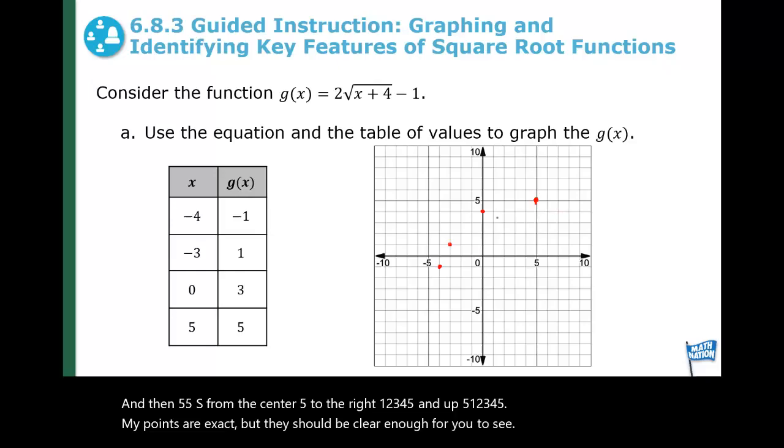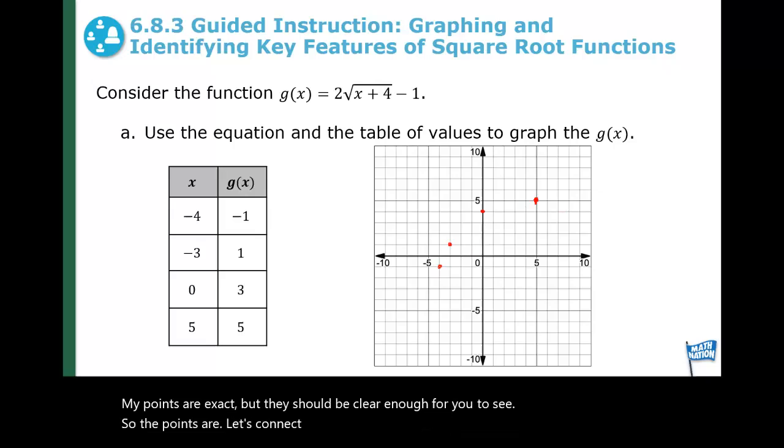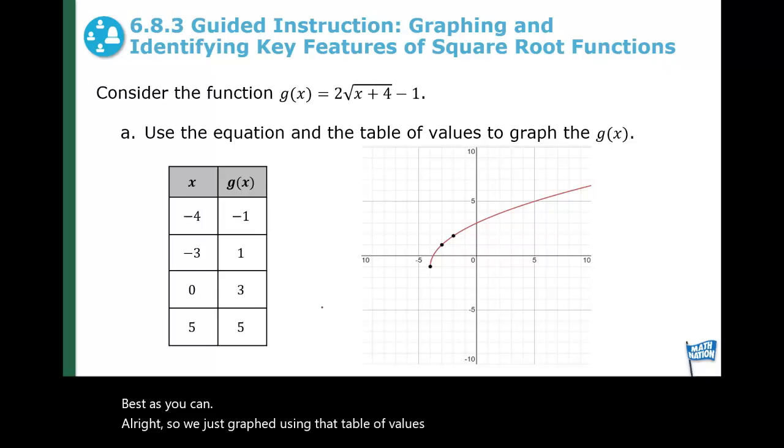So the points are plotted. Let's connect those as best as you can. All right, so we just graphed using that table of values. This is what it should look like. The points are on the graph. This one wasn't highlighted so well, but here is also a point. And 5, 5 is here, so also here a point.